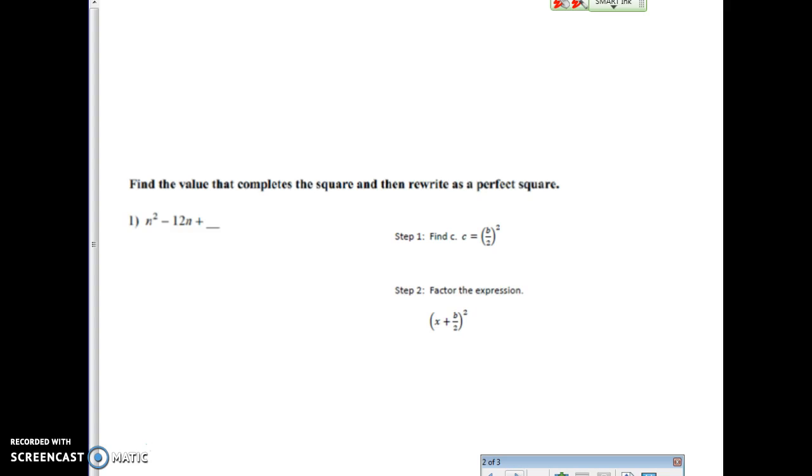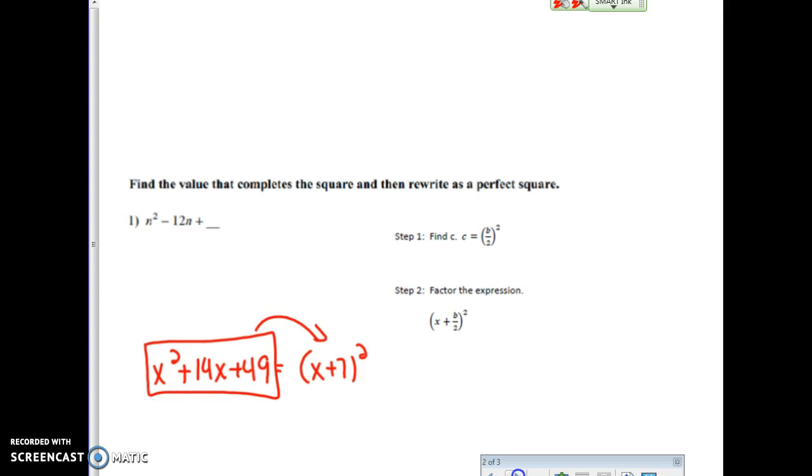We've talked about how x squared plus 14x plus 49 is the same thing as (x plus 7) squared. If I were to factor this expression, I would get that. One of the things you might notice is there's a relationship between the 49 and the 14. This is our c value, and it is the same thing as my middle term over 2, squared.